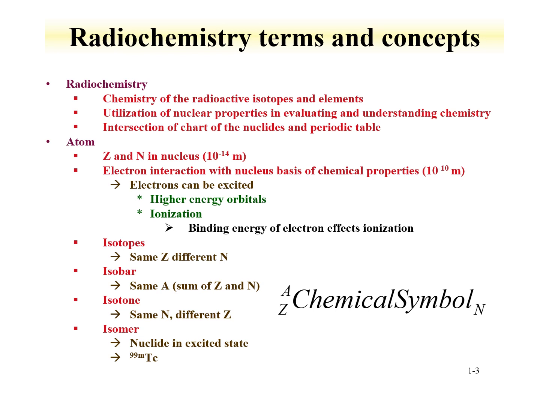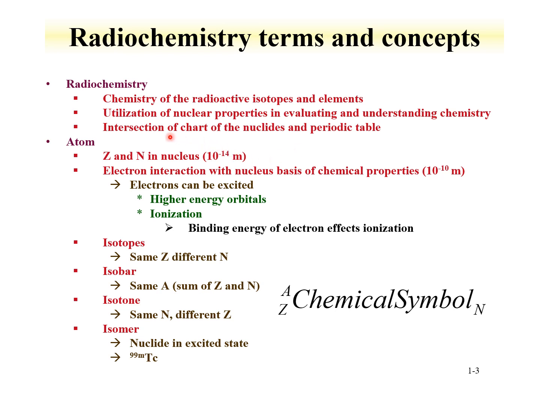So we should start by discussing the definition of radiochemistry. There's a few different definitions people use. One could be the chemistry of radioactive isotopes and elements, utilization of nuclear properties in evaluating and understanding chemistry, and one that I like is the intersection of the chart of the nuclides and the periodic table. I prefer this one because it shows that the chart of the nuclides is nuclear properties, the periodic table is chemical properties, and as a radiochemist you transition back and forth between nuclear properties and chemical properties.